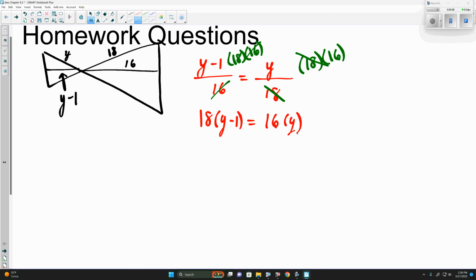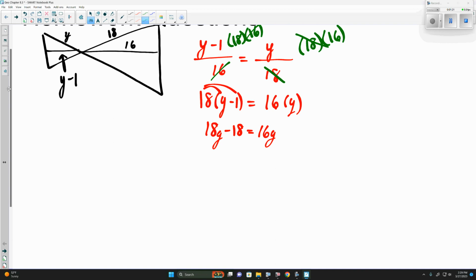So for this one here, we had to multiply by more than one number. We had to multiply both sides by 16 and 18. Now with 18, if we distribute it, 18 times y is 18y. 18 times negative 1 is negative 18. 16 times y is 16y.